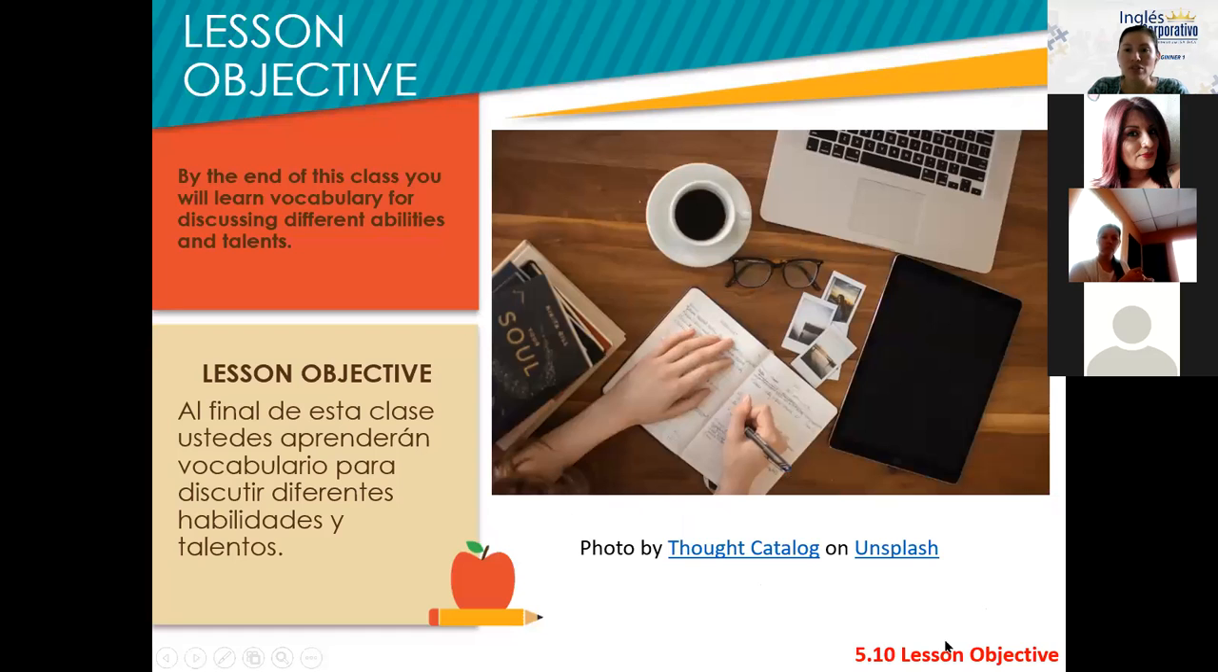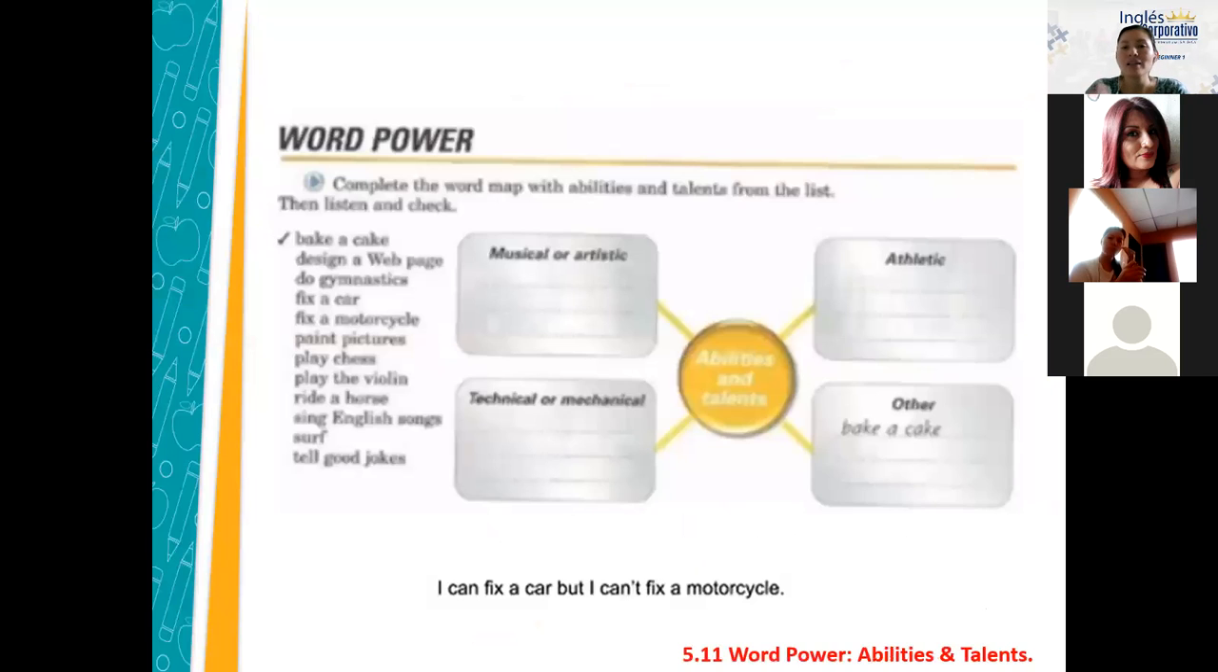Yesterday we stopped at point 5.10, right? The main objective for that section says, by the end of this class, you will learn vocabulary for discussing different abilities and talents. So we were adding more information to the list that we already have, and those are just simple abilities.